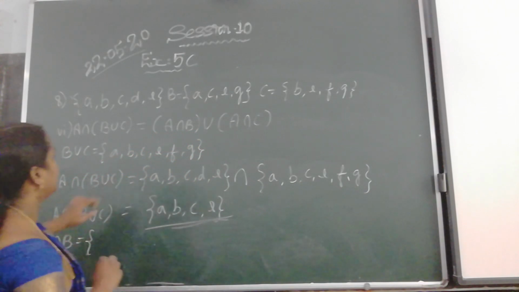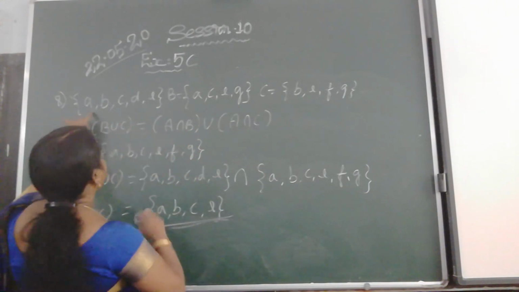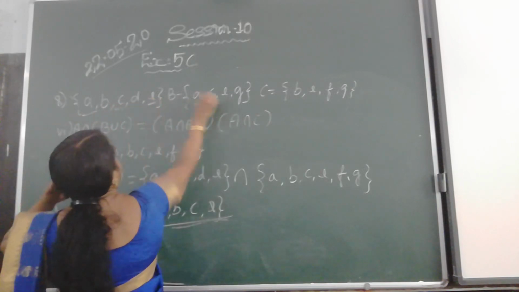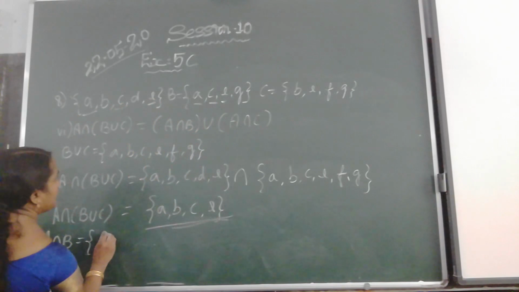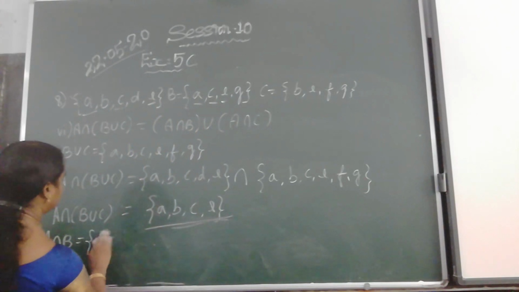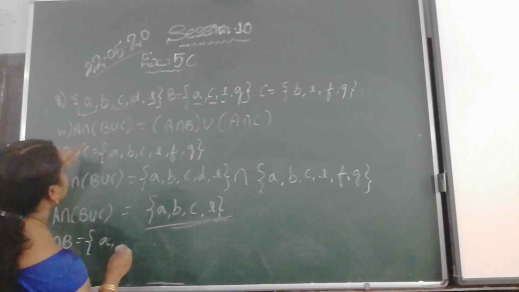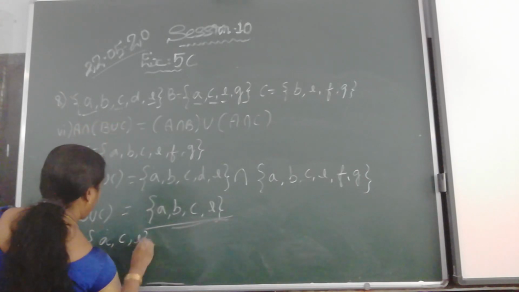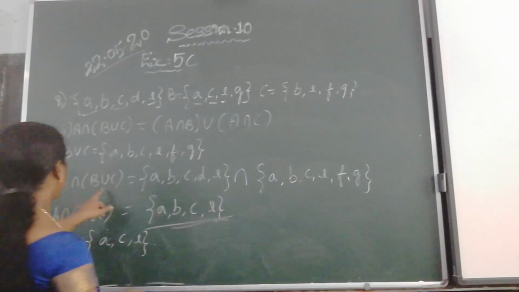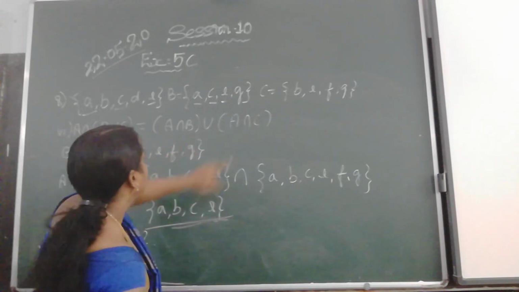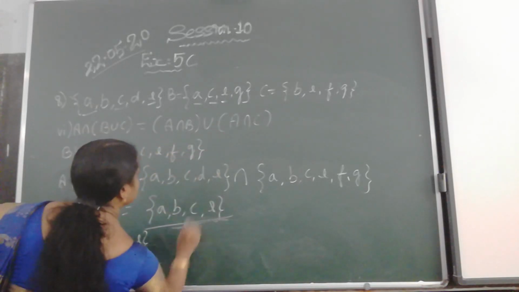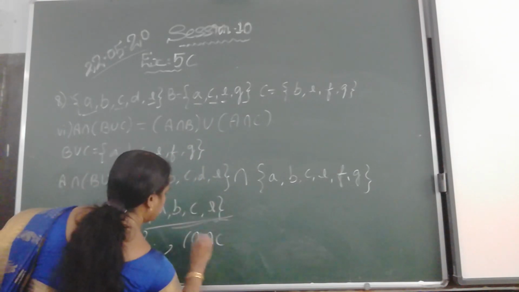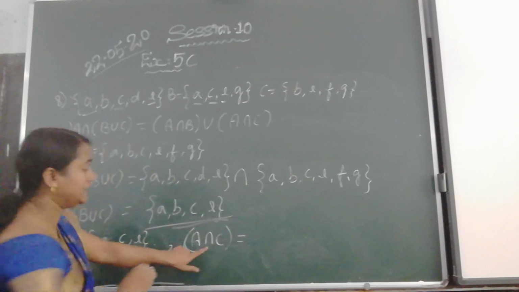Children, from here on we will compare it. A intersecting B means A, C and E. Okay, that means we are getting A, C and E. Next I am finding the second part, children, that is A intersecting C.